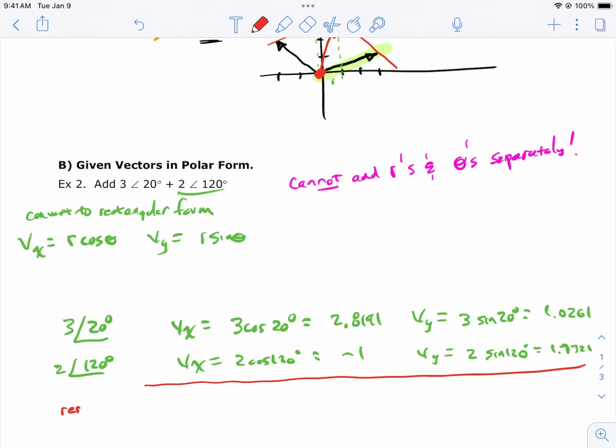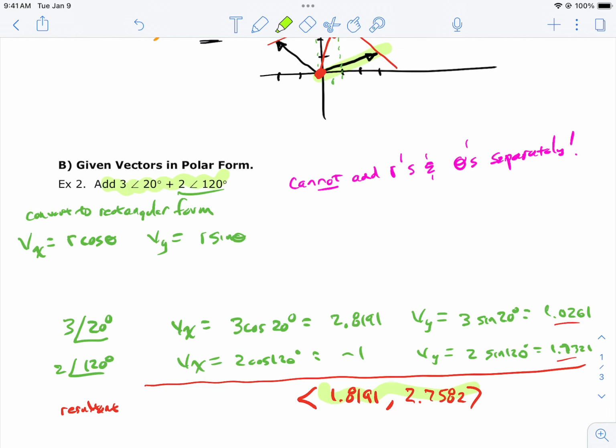So then to get your resultant, all we got to do is add up the x components. So the resultant has an x component of 2.819 plus negative 1, and I get 1.8191. And then over here, when I add this and this together, I get 2.7582. Oh, that's nice. Never had to carry anything. So there, we found it. That would be the answer. So when you add this and this together, you get this.